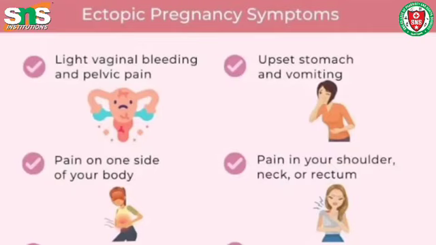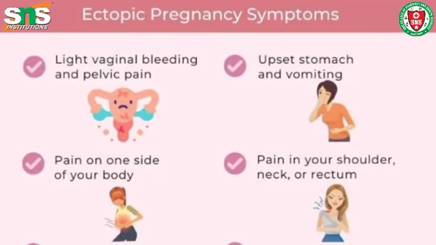Next, what is the treatment of ectopic pregnancy? If the ectopic pregnancy is detected early in the fallopian tube and has not ruptured, a medication called methotrexate may be administered. The methotrexate stops the growth of the embryo and allows the body to reabsorb it over time. This treatment is typically effective when the ectopic pregnancy is small and the HCG level is relatively low.